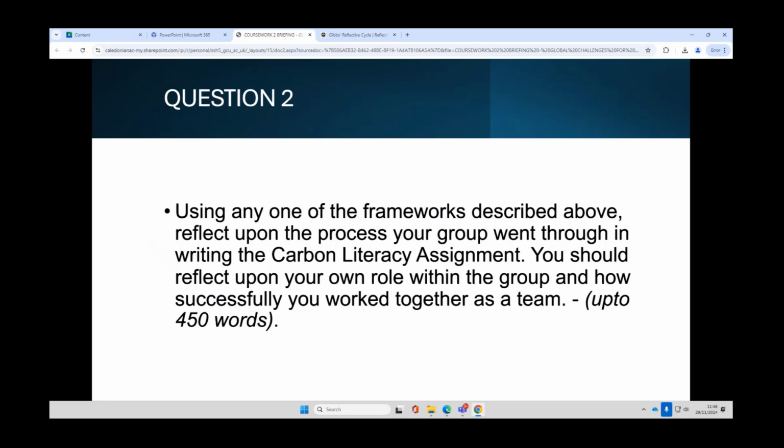Question number 2 is about using any one of the frameworks described above. Reflect upon the process your group went through in writing the carbon literacy assignment. You should reflect upon your own role within the group and how successfully you worked together as a team, or not successfully worked together as a team. That's up to about 450 words.